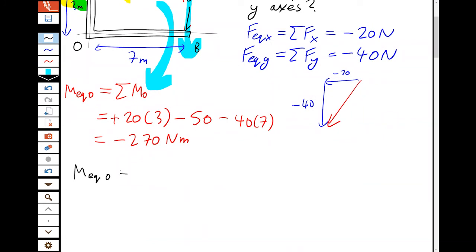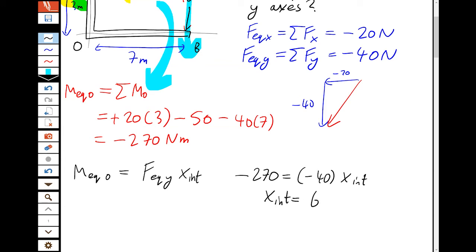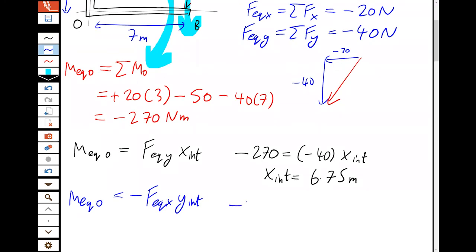The equivalent moment around the origin is the equivalent force y component times the x intercept. So that's minus 270 is equal to minus 40 times the x-intercept. So the x-intercept is 6.75 meters. Then for the y-intercept, the equivalent moment around the origin is the x component of force times the y-intercept, and this one is negative. So we've minus 270 is equal to minus 20 times the y-intercept.